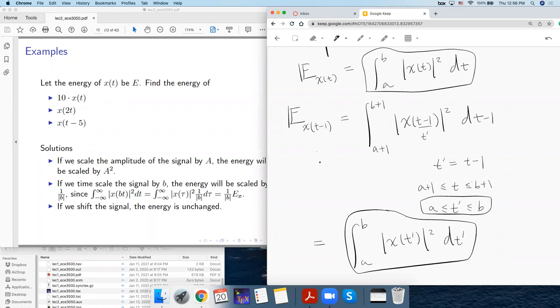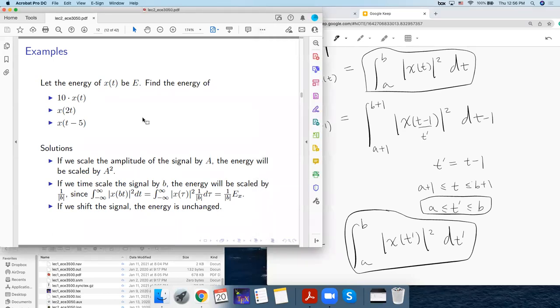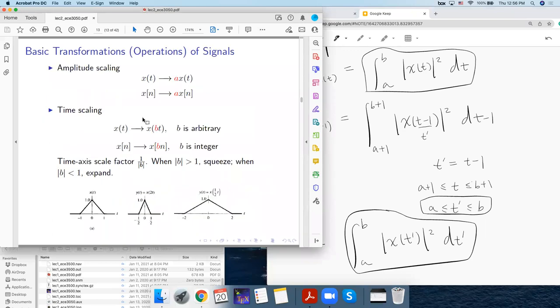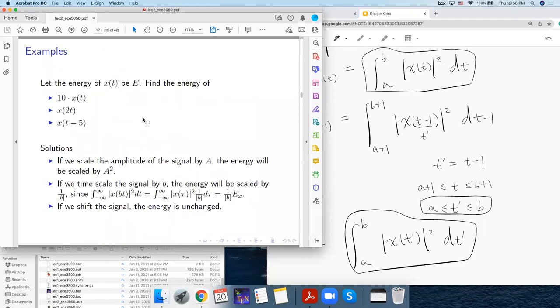Yeah, this is a good question. This also reminds us that when you compute the energy or power of time shifted signals or time scaled signals, you should be very careful about these limits. Sometimes they are not infinite. But in the end, mathematically, you will need to deal with change of variable in calculus. So if you are familiar with that, you should be able to handle all of this. So we will go over some examples right next, after we introduce these basic operations.